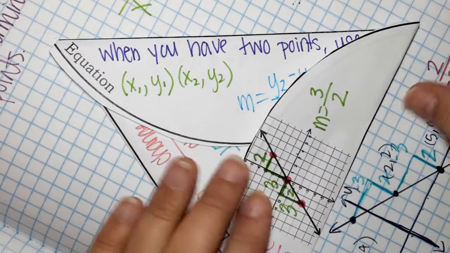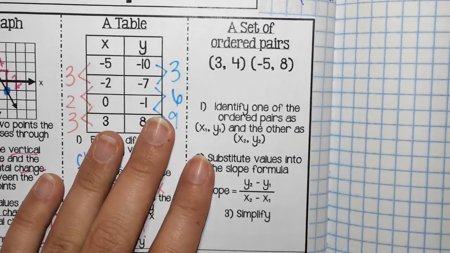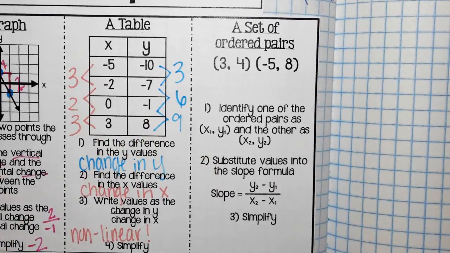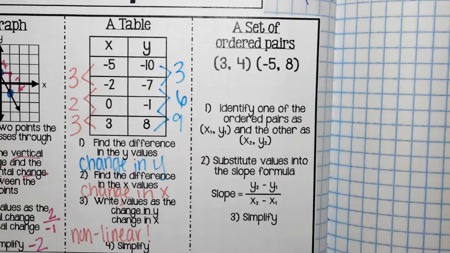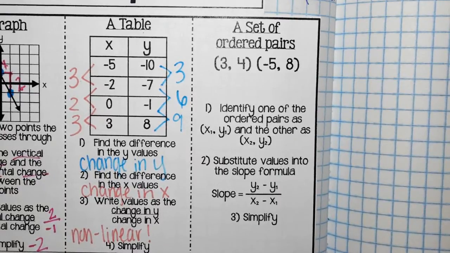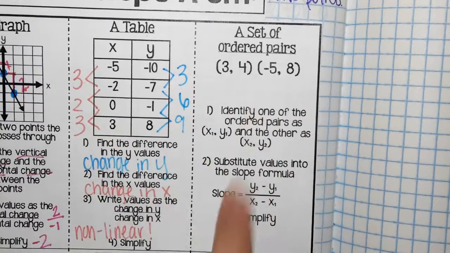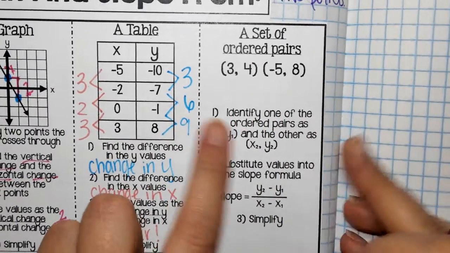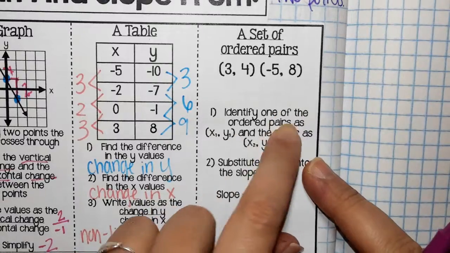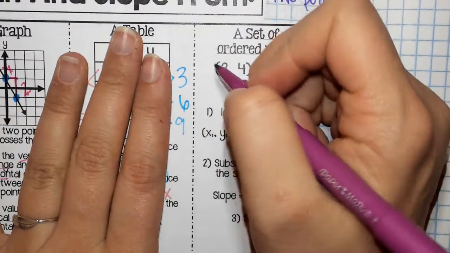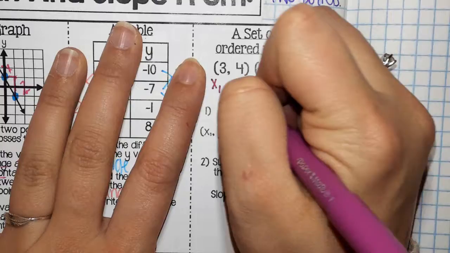All right, crazies, turn the paper. All right, so the last and most important thing that we're going to do today, because this is the basis for all the other things that we do, is we are going to find the slope of a set of ordered pairs. So first, it says identify one of the ordered pairs as x1, y1. So I want you to label it x1, y1.